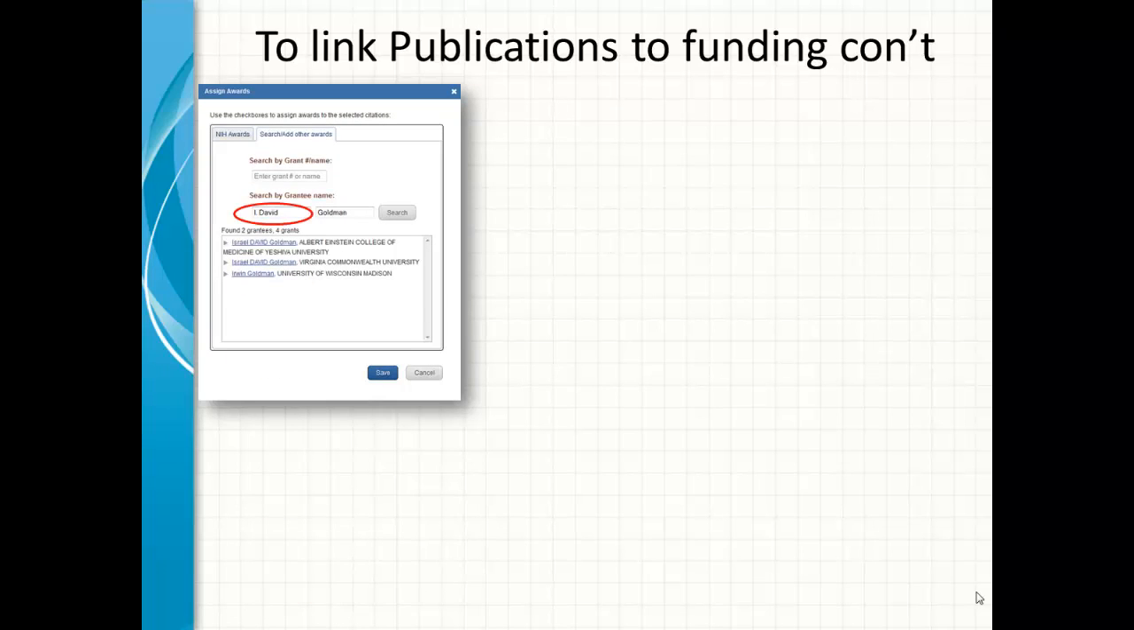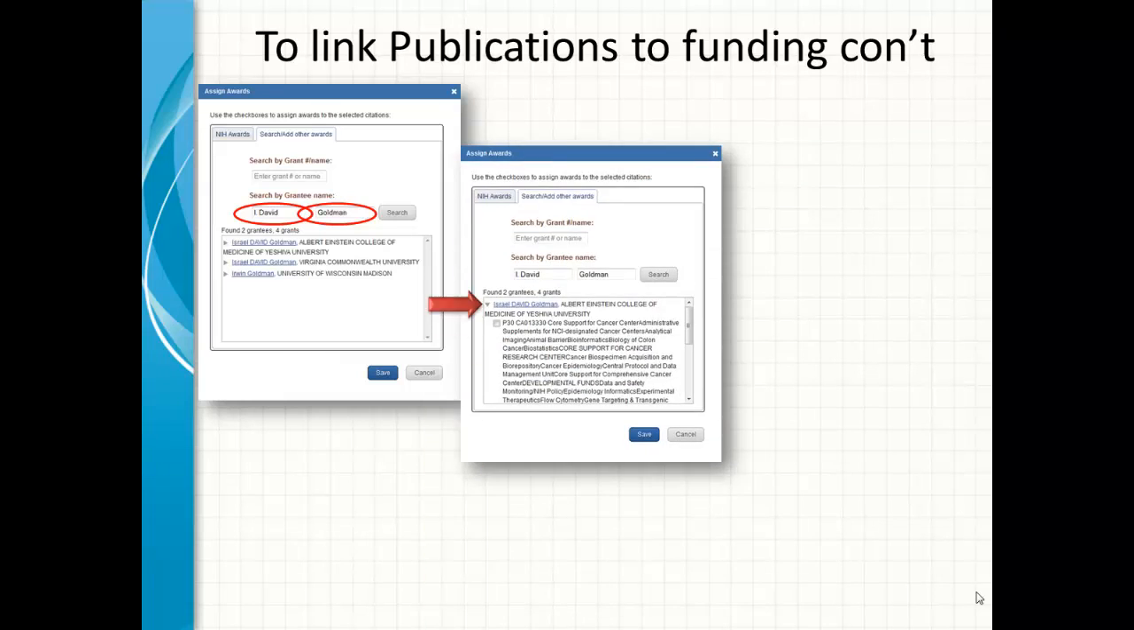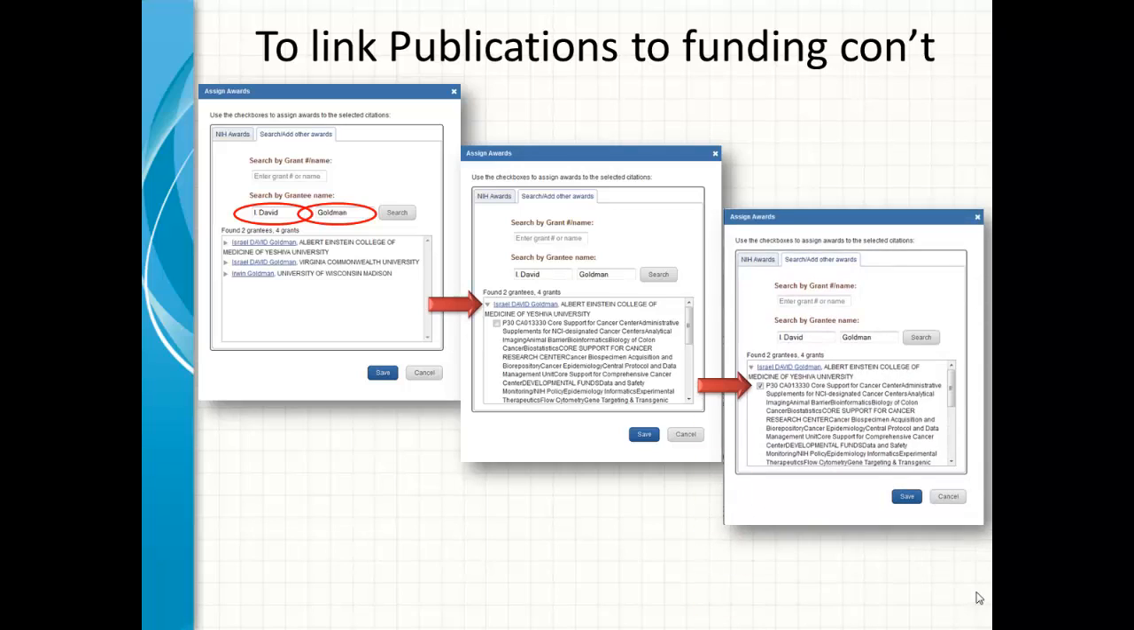In the first name field, enter I. David. In the last name field, enter Goldman. Then click the search button. Your results should look like the one on the screen. Click the first down arrow, and then put a check in the first box. Then click Save. You have associated the Cancer Center Support Grant with the specified publication.